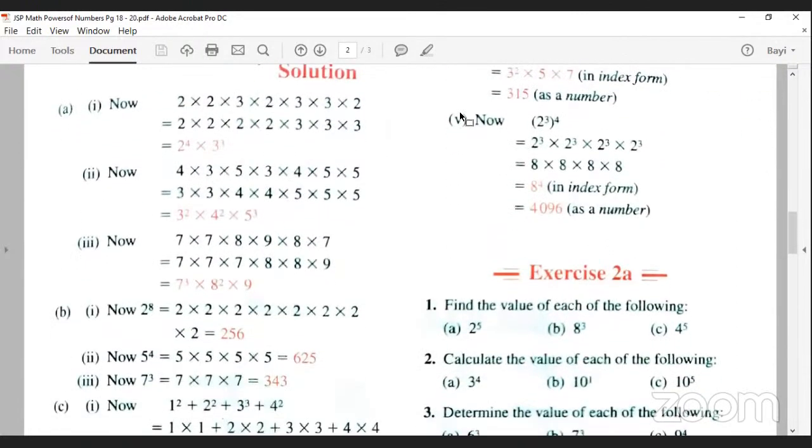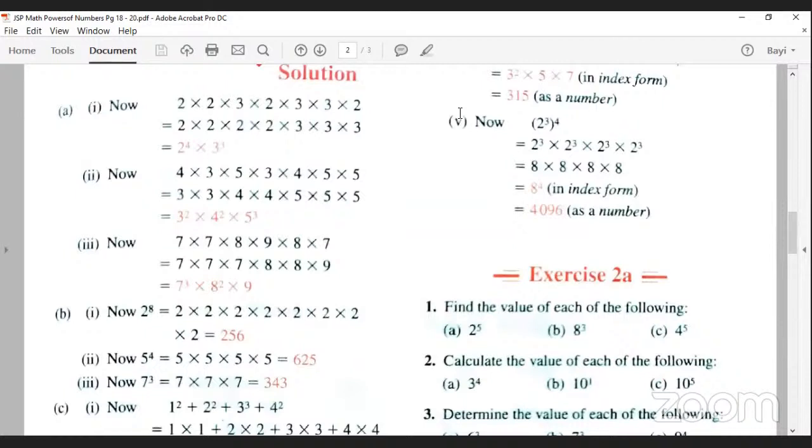So what we have here is 2 times 2 times 3 times 2 times 3 times 3 times 2. The first thing we're going to do is group all like numbers. So we group all the 2's together, right? Because if you notice, it's broken up. You have 2's here, then you have 3 here, then you have 2 here, then you have 3 here again, then you have 2 here. So we're going to group them together and put all the 2's in one, and then put all the 3's together, like that.